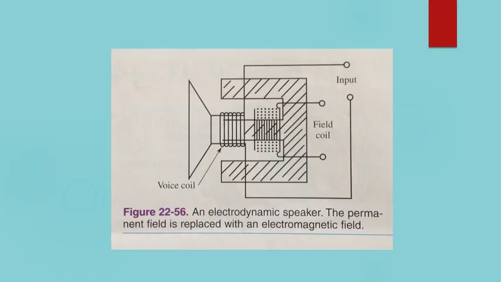The electrodynamic speaker replaces the permanent magnet with an electromagnet, figure 22-56. It works like the PM type. A strong source of direct current must be supplied to the electromagnet. This can come from the power supply. A common practice is to use the field coil of the speaker as the filter choke in the supply.